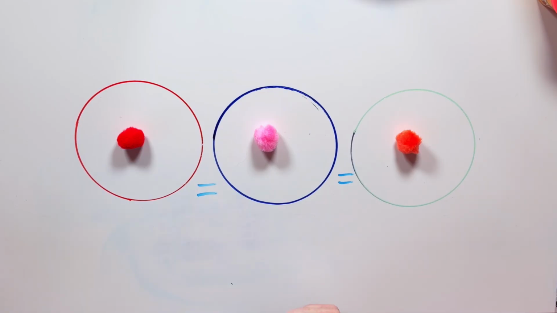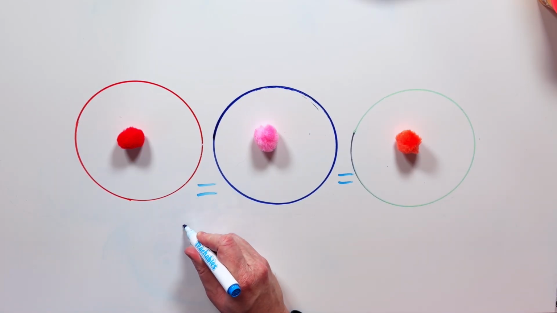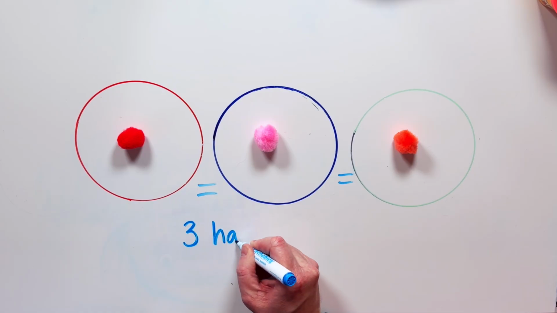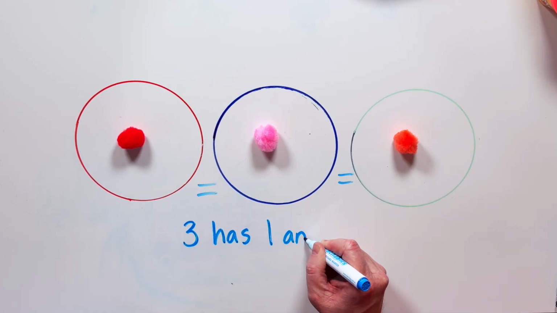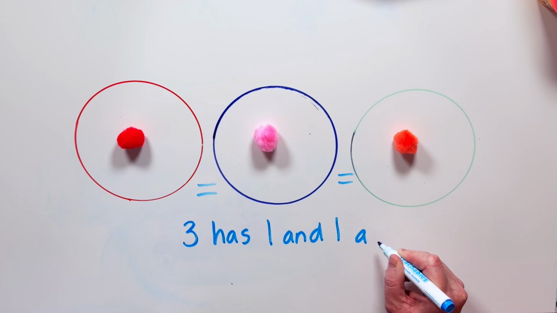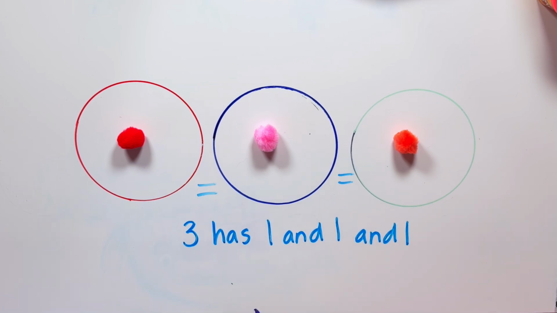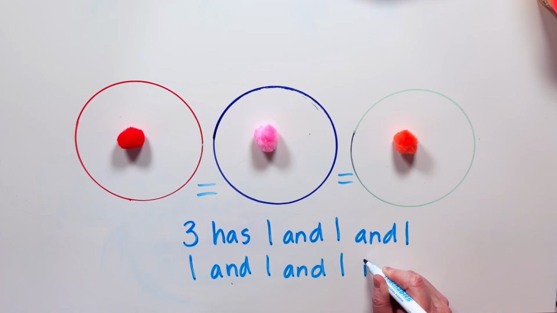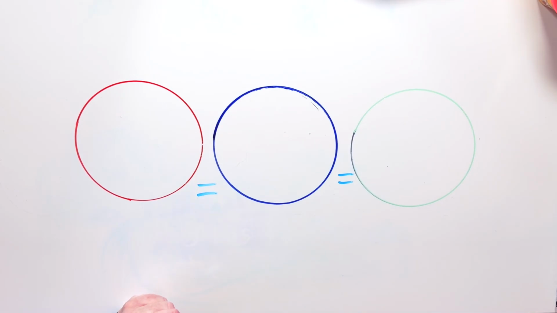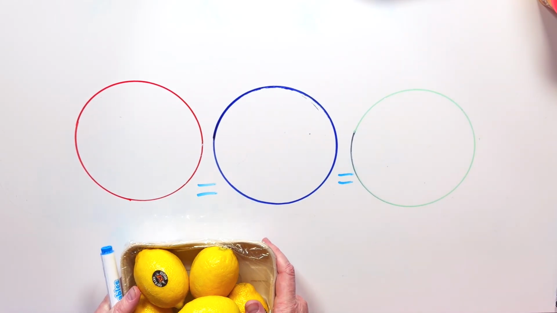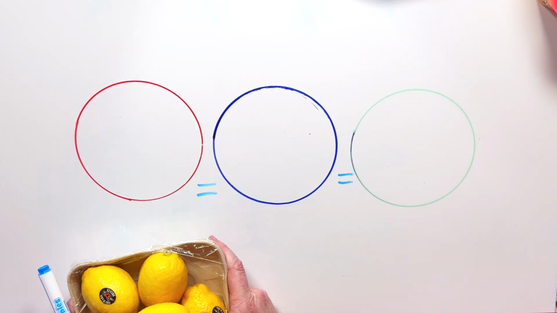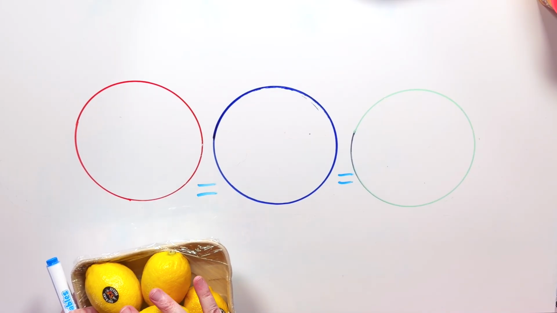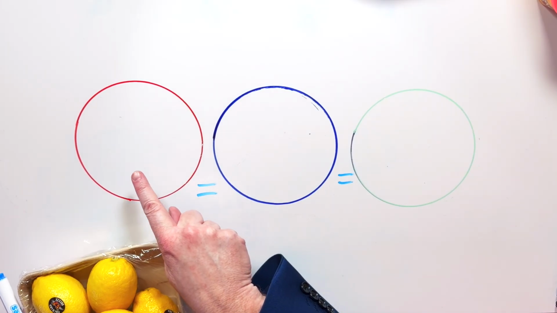Just one. So we can say that 3 has 1 and 1 and 1. Or we can say that 1 and 1 and 1 is 3. Good job. All right, I have some fresh, fabulous yellow lemons, and I'm going to share my lemons equally into 3 groups.